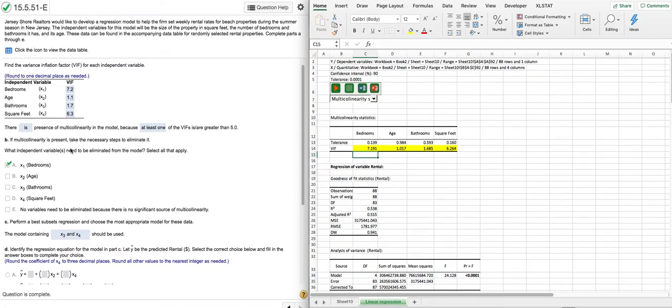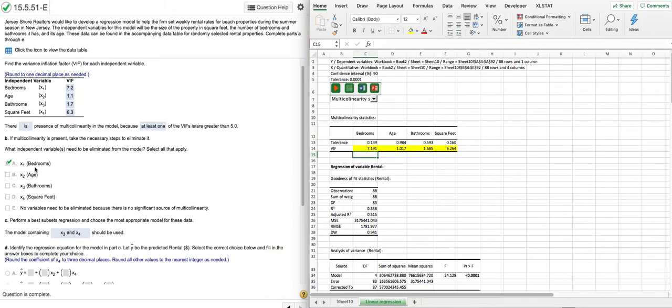So the rule of thumb is that we don't just immediately throw out anything that is over 5. What we do is we remove the highest VIF score, in this case bedrooms, and we rerun the regression. A lot of times, if we rerun the regression, the other offending variable will fall back in line. So in this case, we're only going to remove bedrooms at this point, and then we would rerun the regression.